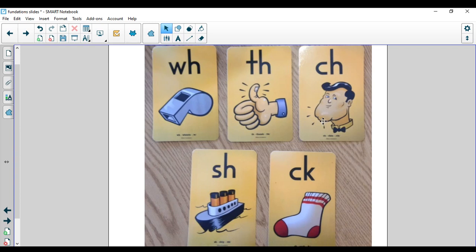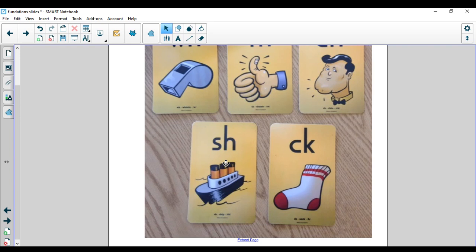The next one we can see here is CH chin ch. Say that with me. CH chin ch. And down here we have SH ship sh. Go ahead and say that for me. SH ship sh. And last we have CK sock k. A lot of times we hear the CK sound at the end of a word, like in the word sock or sack. CK sock k. Go ahead and say that.